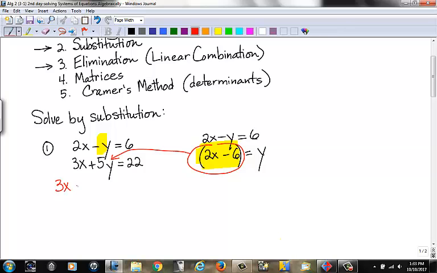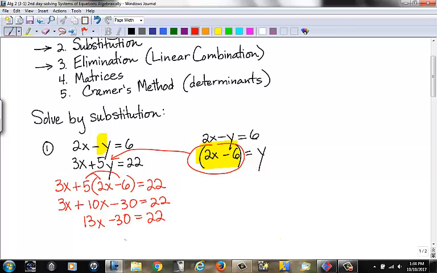So we'd have 3x plus 5. The critical part is those parentheses or brackets. You can use brackets too. 3x plus 5 times the quantity 2x minus 6 equals 22. Are we good so far? Distributive property. We're now down to one equation with just one variable. So 3x plus 10x, distribute the 5, minus 30 equals 22. Combine like terms, so you'd have 13x minus 30 equals 22.